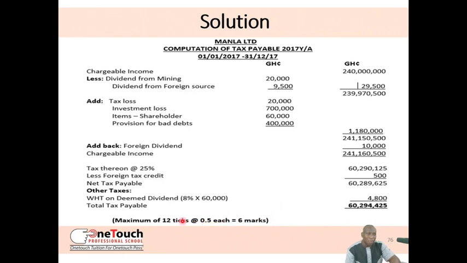They gave 12 ticks. Each of them had a 12th of a tick. In taxation, they mark the entries. So that brought the mark to 6 marks.